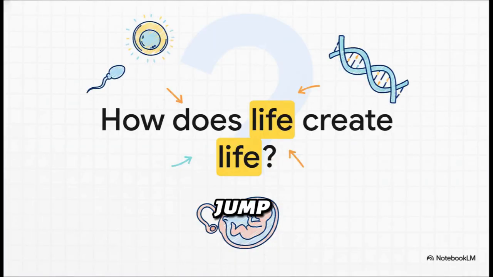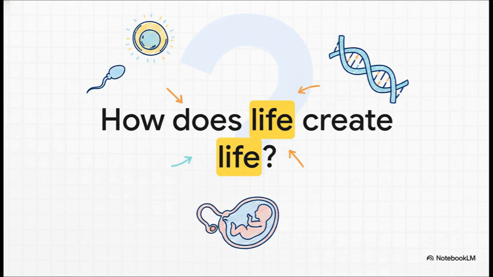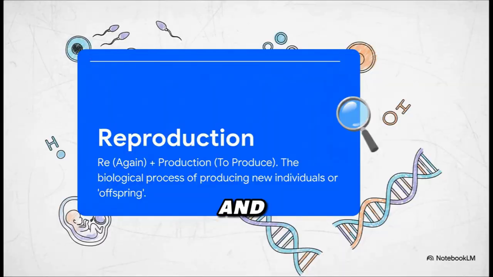But before we jump into all the complex terms and diagrams, let's just take a step back and think about the big question here. How does life create more life? It's really the most fundamental drive, the thing that ensures every species, including us, continues to exist. And the answer is kind of right there in the word itself. You break it down, right? Re means again, and production means to make. So, reproduction is simply the biological process of making new individuals again and again. It's the grand cycle of life in action.